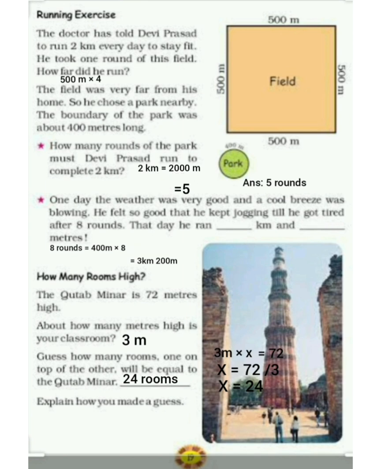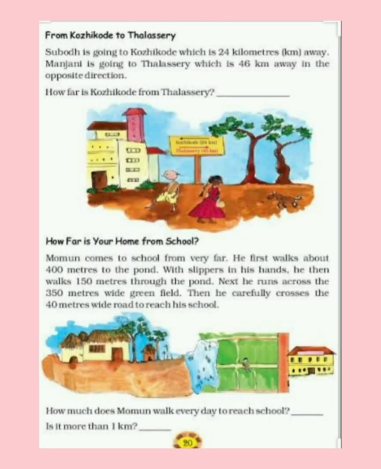Got it? Let us now go from Kozhikode to Thalassery. These are the names of two towns. Yes, look at this image. Subodh is going to Kozhikode, which is 24 kilometers away. Then Manjani is going to Thalassery, which is 46 kilometers away in the opposite direction. Then how far is Kozhikode from Thalassery?